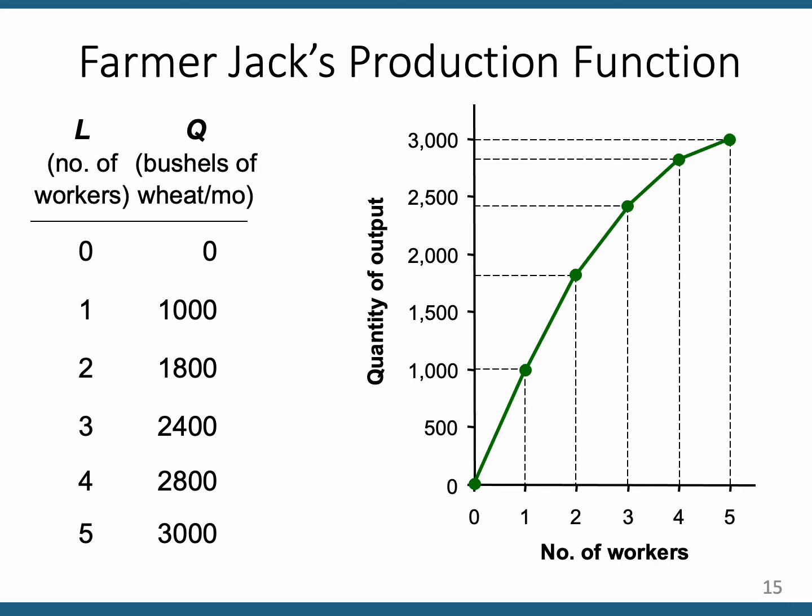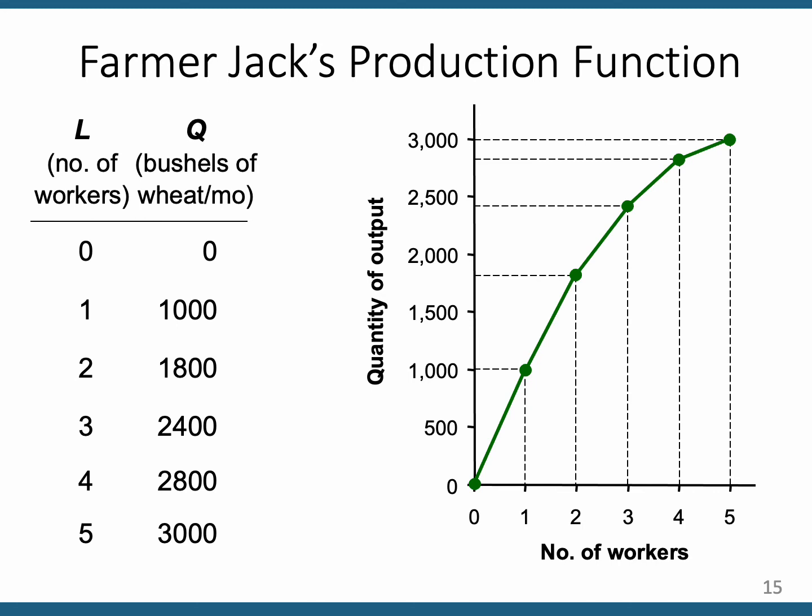And then when you hire the third worker, we go from 1,800 to 2,400. What is the marginal product of the third worker that you hired? It's 600 bushels per month. Marginal product decreases the more you produce. The more you produce, the more workers you must need to be hiring. And marginal product is decreasing with each worker that you're hiring.